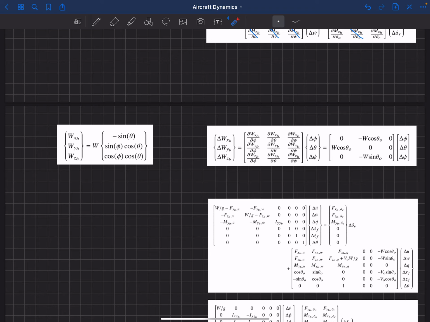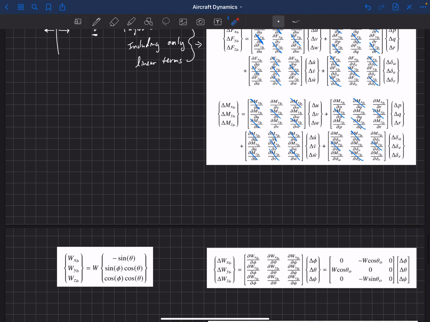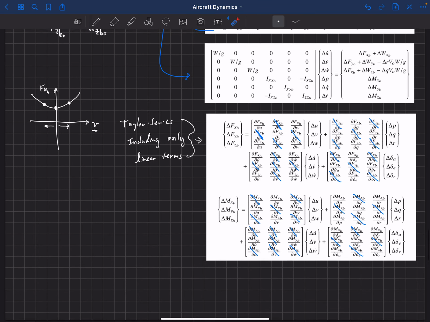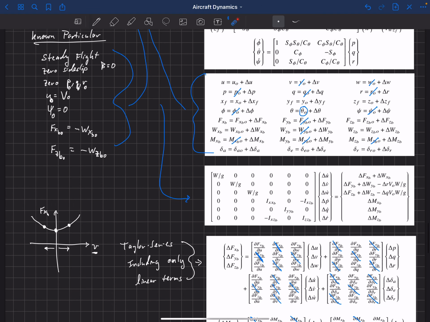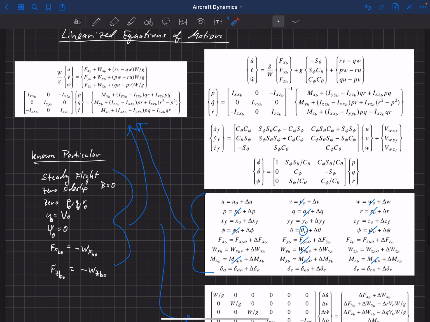Okay, so we've gone through a whole bunch of stuff here, but basically, we've got this delta weight vector, which we've got over here. We've got delta forces and moments, which a bunch of those drop out here. If we plug all of that back into this equation, that's going to give us our linearized form of F equals ma, our Newton's second law. That came, remember, from our original nonlinear equation of motion. So that's now been linearized.